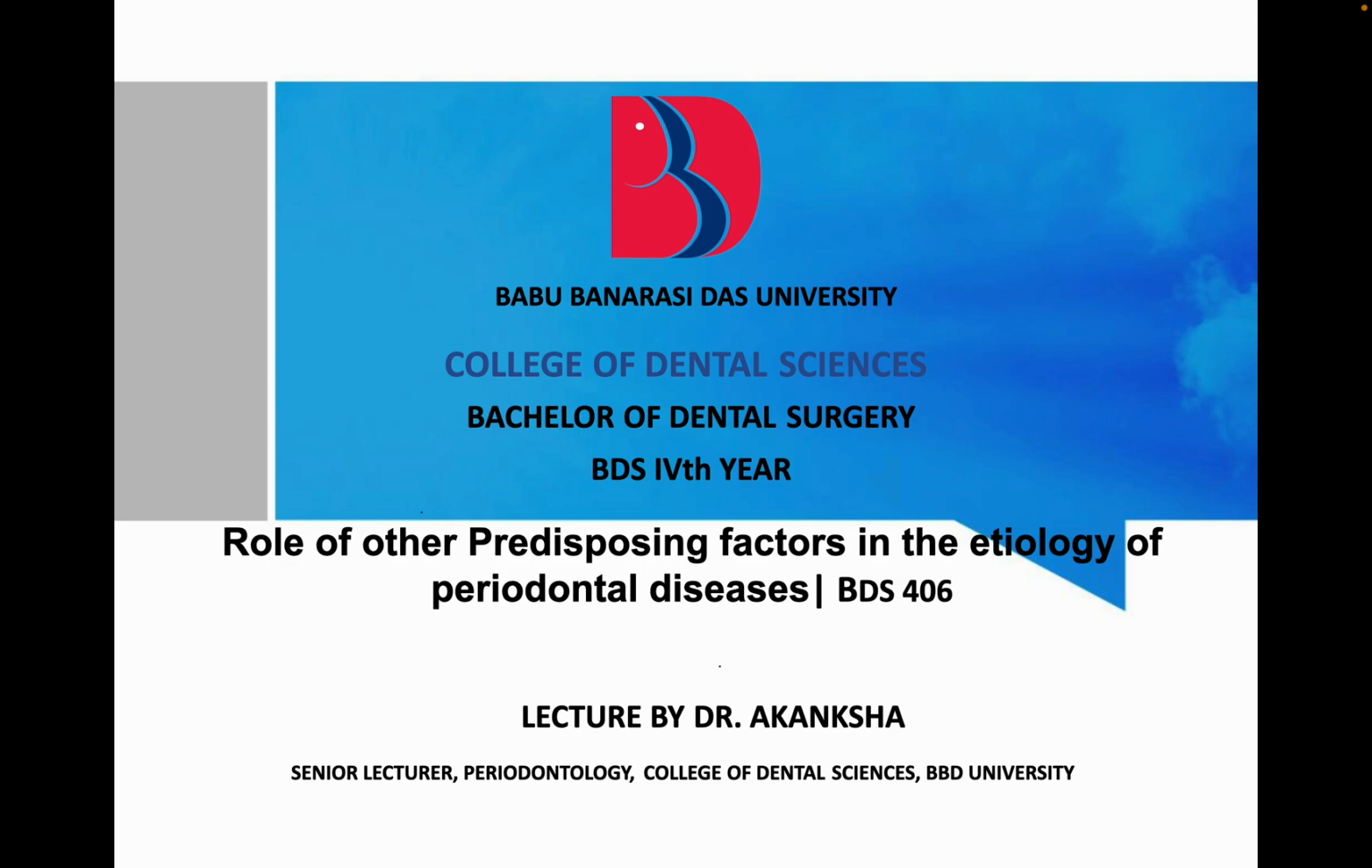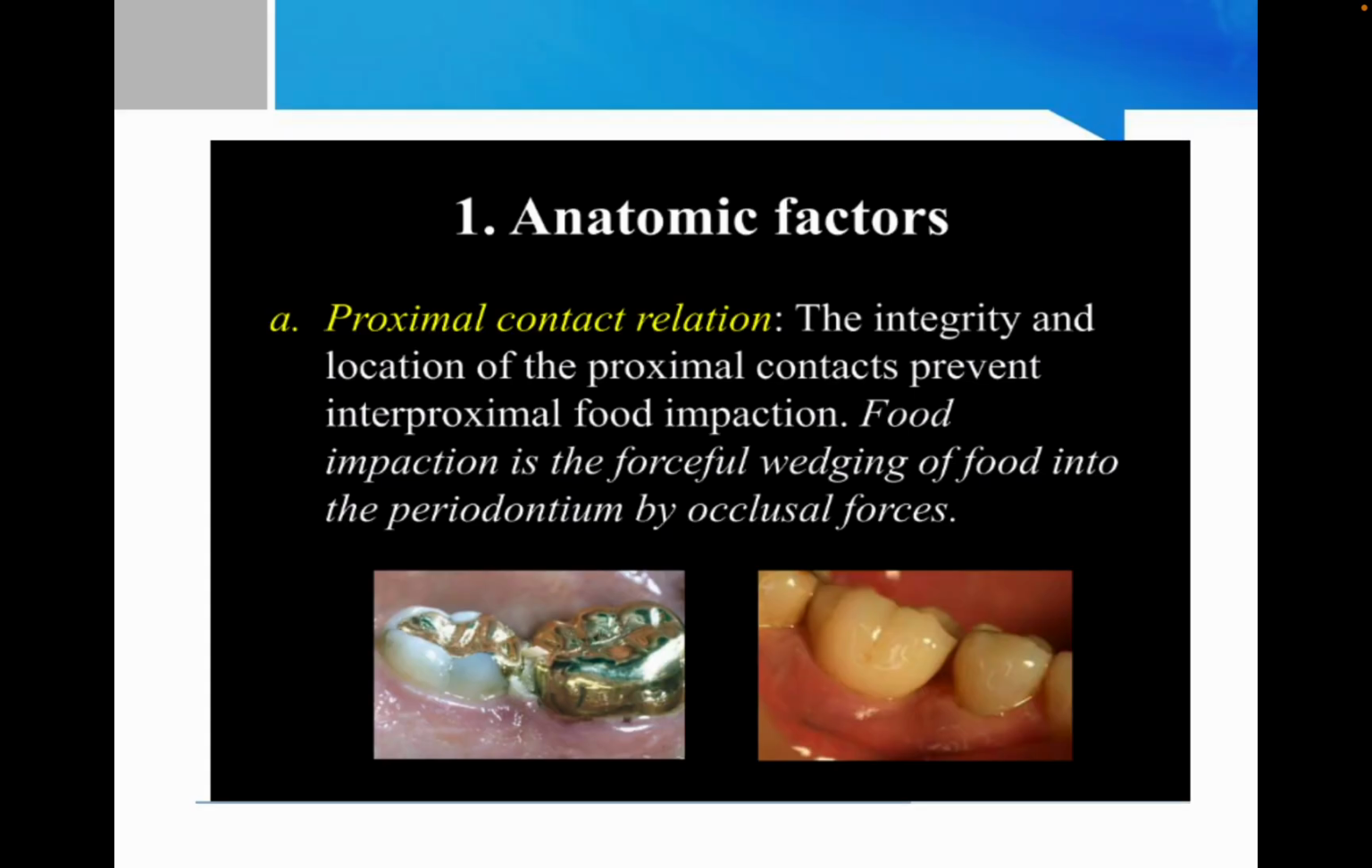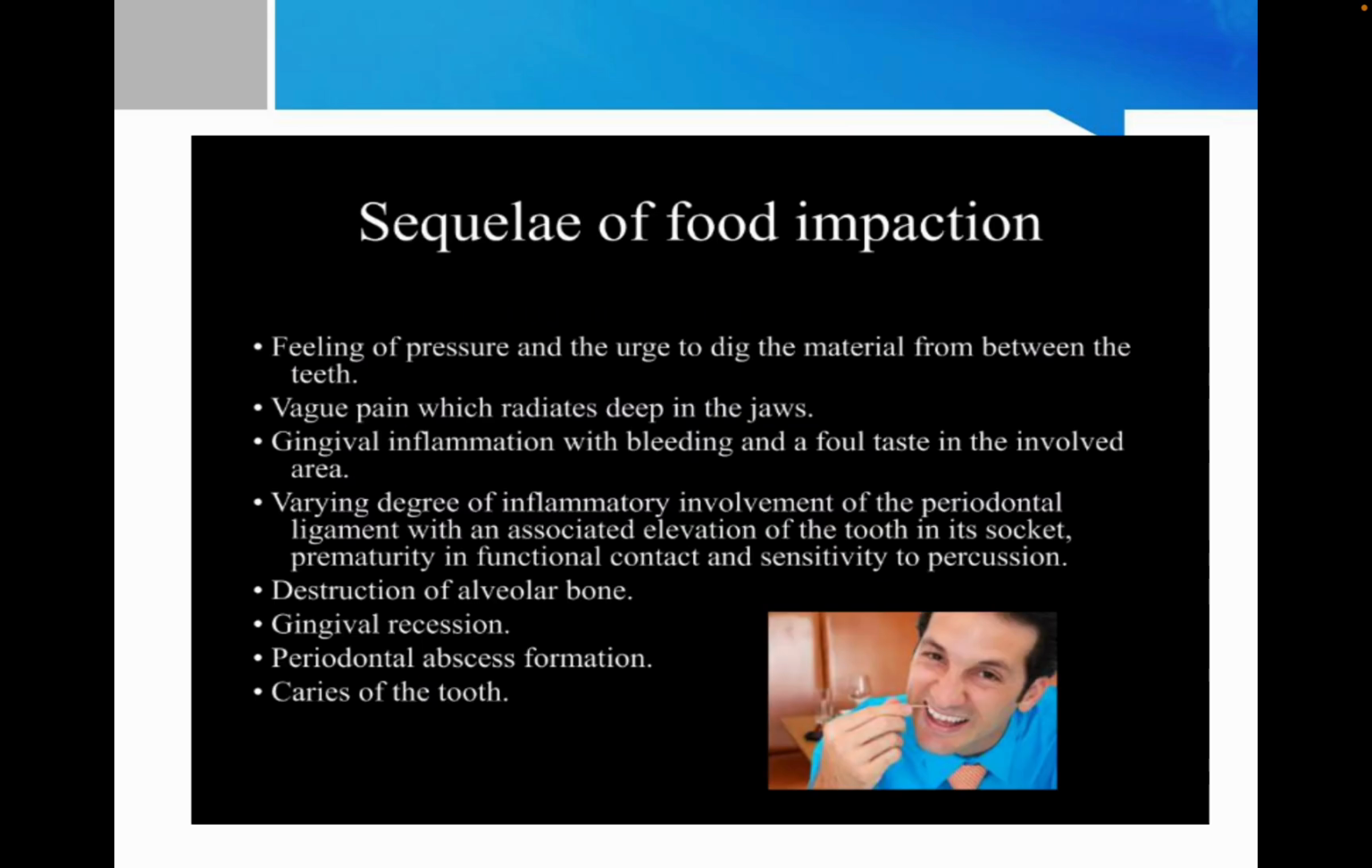Today's topic is the role of other predisposing factors in the etiology of periodontal diseases. First we come to the anatomic factors, that is, proximal contact relation. The integrity and location of the proximal contacts prevent interproximal food impaction. Food impaction is the forceful wedging of food into the periodontium by occlusal forces.